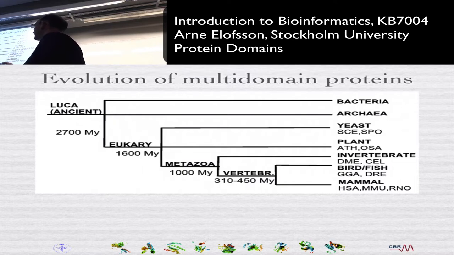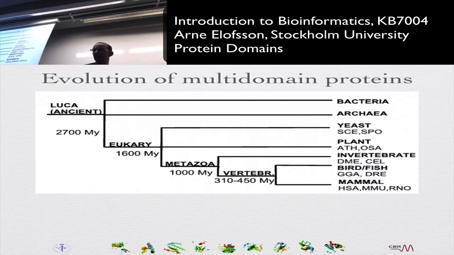Then you have the animals split into invertebrates and vertebrates, and the vertebrates you can divide into mammals and others. And mammals. You can do much more finer. And we have some rough ideas about these times. I mean, they probably could be wrong by 20%, but it's a rough idea that's quite well known from fossil records and other studies.